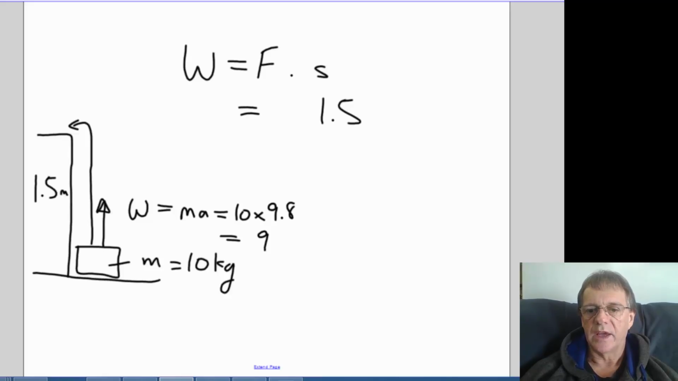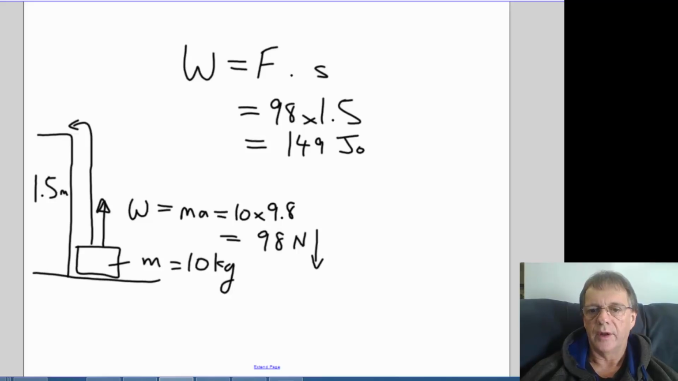So it's got a weight of 98 newtons, so this time you have to work it out, and therefore you would know how much force has to act upwards. So 98 newtons upwards, times 1.5 upwards, the total work done to lift it onto the tabletop would be 147 joules.